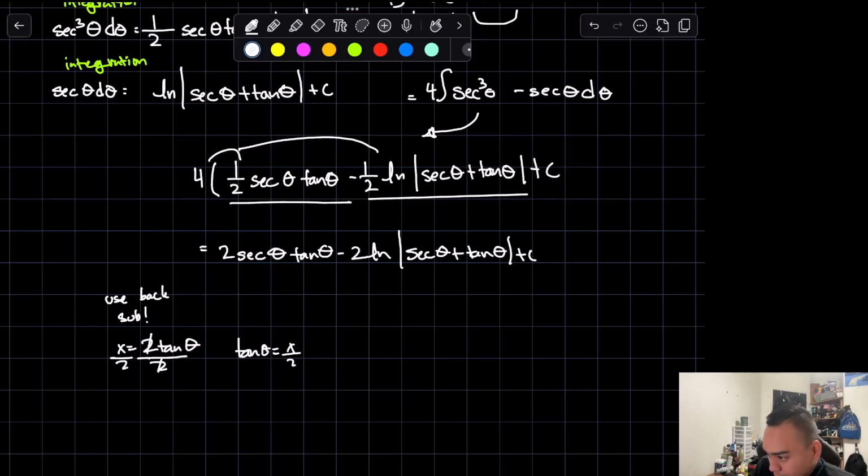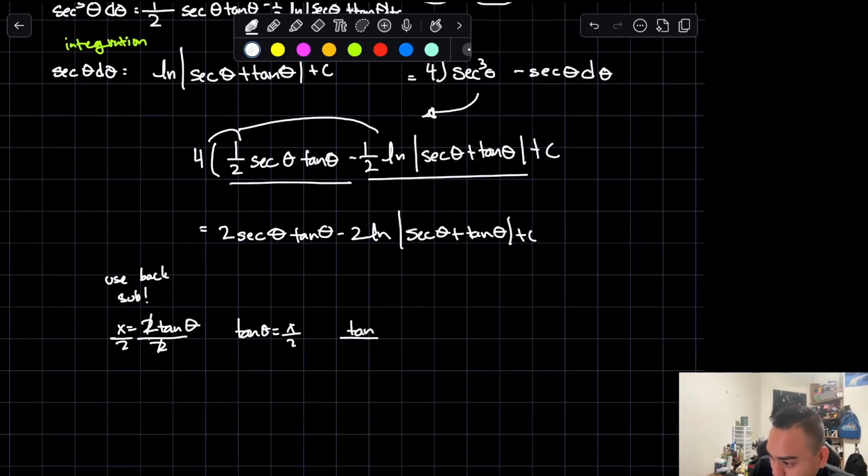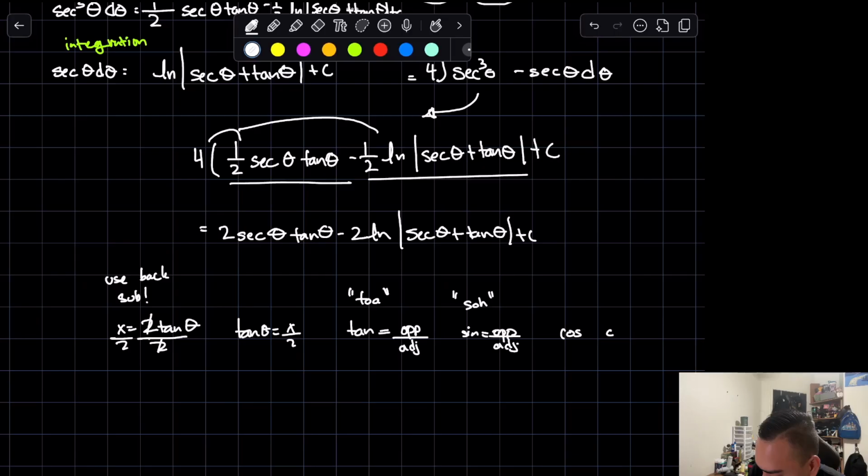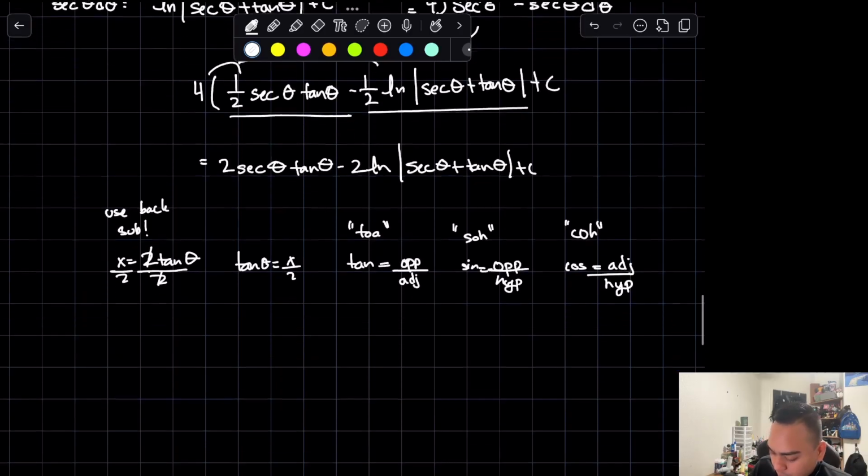What do we know about tangent rules? Tangent is going to be equal to opposite over adjacent. And what do you know about sine? Oops, I think I did sine a little incorrectly. Sine is going to be opposite over hypotenuse. Cosine is adjacent over hypotenuse. So that's your SOHCAHTOA, right?